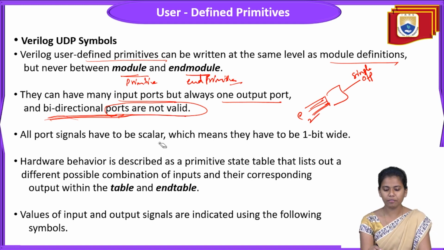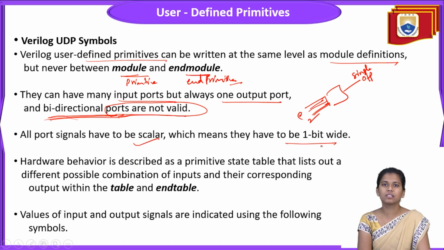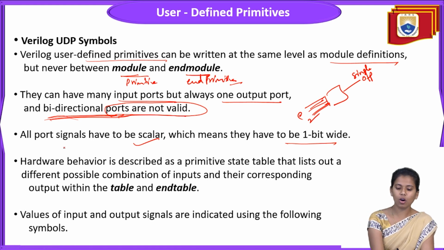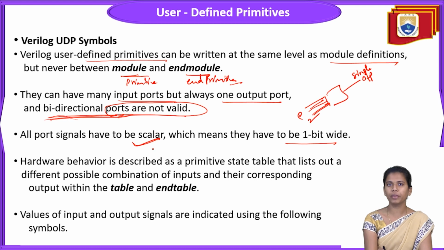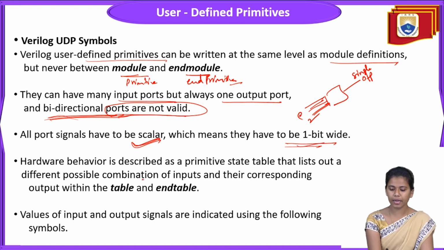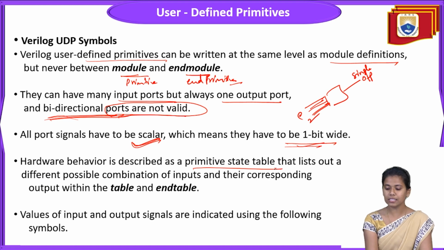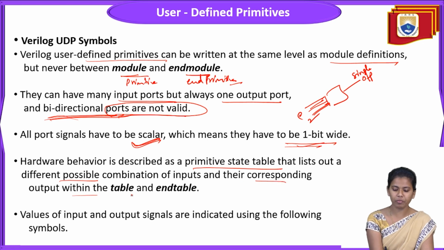All port signals have to be scalar as well, which means they have to be 1 bit wide. So as we discussed earlier, all port signals, whether input ports or output ports, must be scalar. That means 1 bit wide. No vector is entertained in user-defined primitives. Only scalars, 1 bit wide. And hardware behavior is described as a primitive state table that lists the different possible combinations of inputs and their corresponding output, between table and endtable.